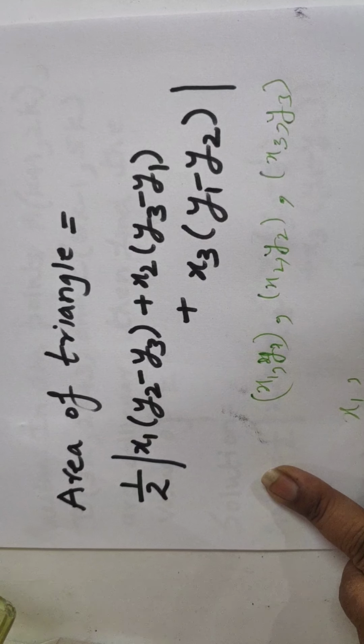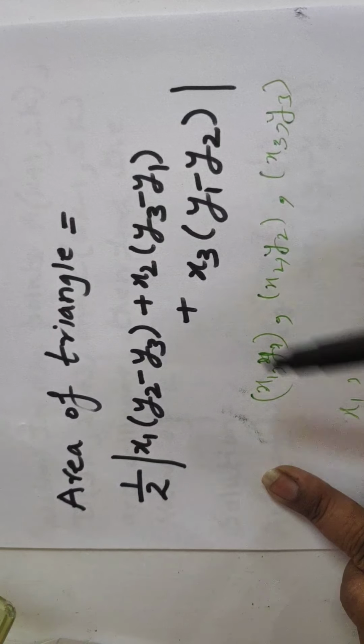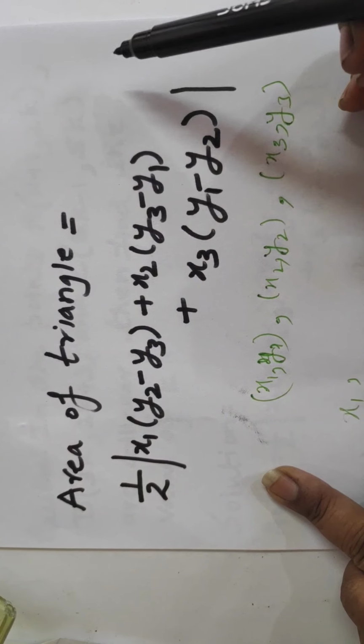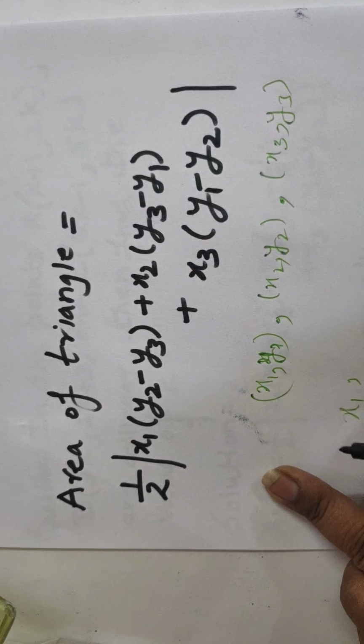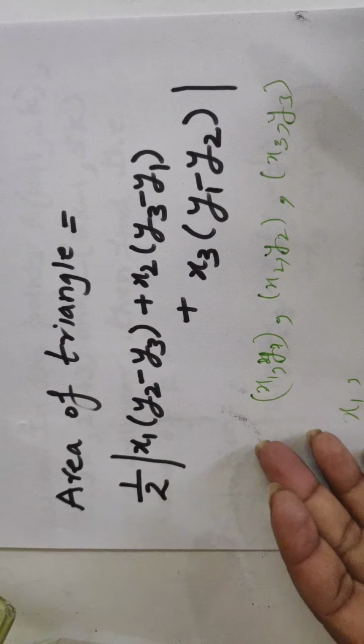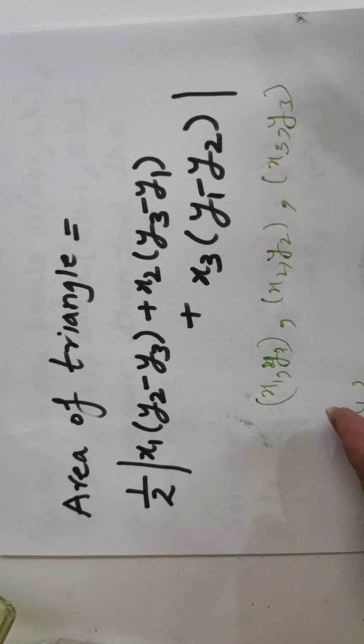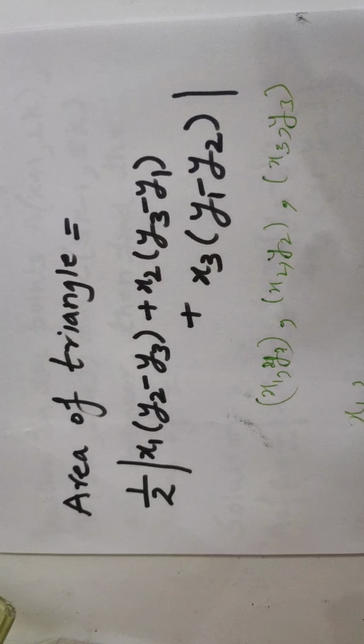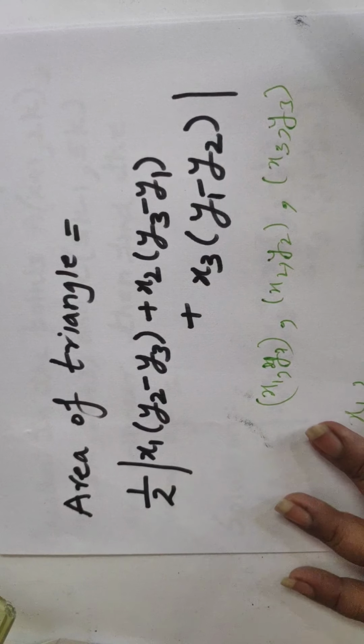Now the application of this formula is that we can also use it when we need to prove the points are collinear. It means if the points are collinear, the area of the triangle will be equal to 0. Or if any variable is given to us and we already know that the points are collinear, we will equate it with 0 and we can find the variable.